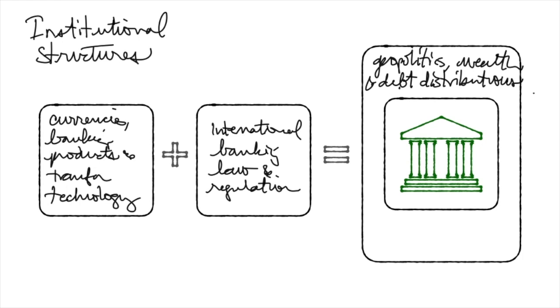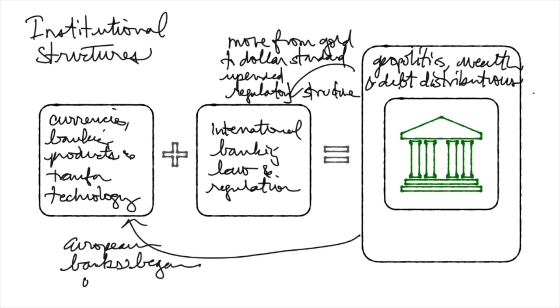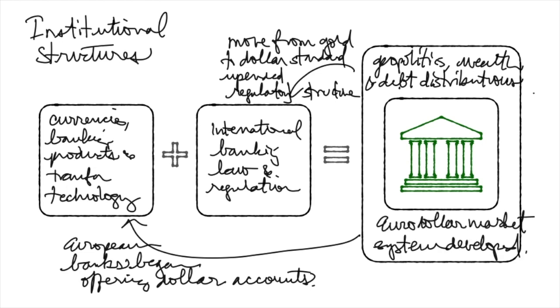In this scenario, the move from a gold to dollar standard post-World War II upended the existing regulatory structure, changing the selection pressures, an example of externalization. In response, European banks began offering dollar accounts, which modified financial offerings de jure and the regulatory system de facto, internalization 1 and 2. Thus, the Eurodollar market system evolved, again, a form of externalization.